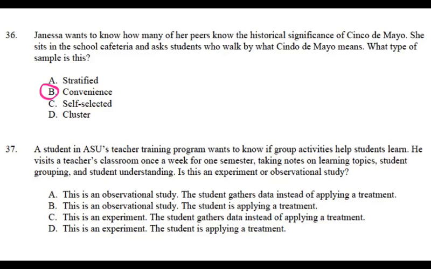A student in ASU's teacher training program wants to know if group activities help students learn. He visits the teacher's classroom once a week for 1 semester, taking notes on learning topics, student grouping, and student understanding. Is this an experiment or an observational study? So an experiment is whenever you have a treatment, so you are actually doing something. An observational study is when you're sitting back and just observing, which is exactly what the ASU student is doing. So not an experiment. So the student gathers data instead of applying a treatment. So your answer for that is letter A. So whenever you apply a treatment, that is an experiment.